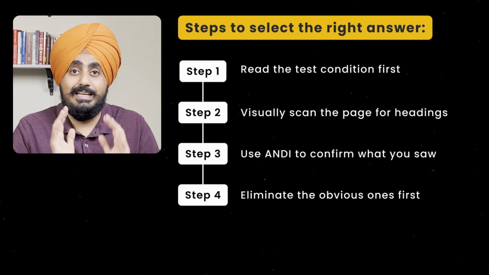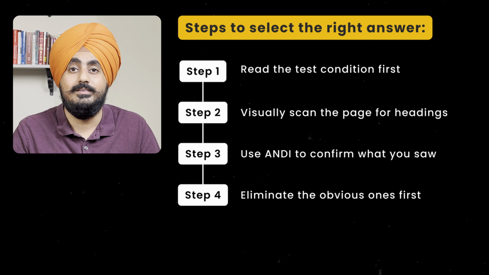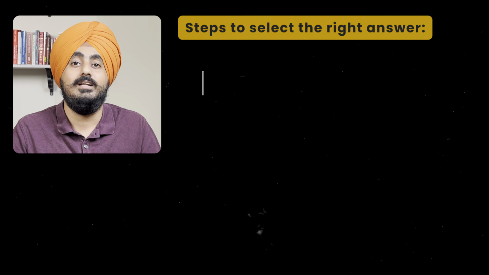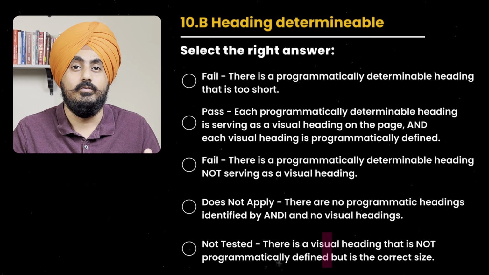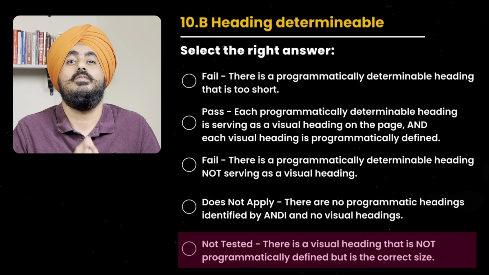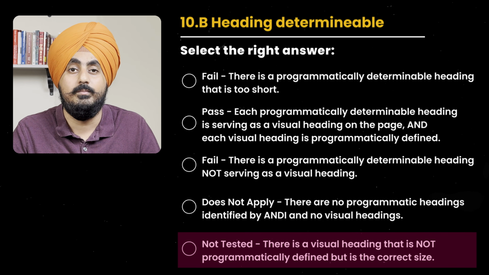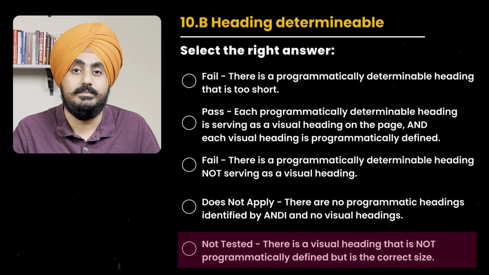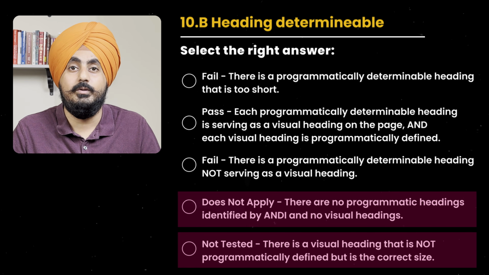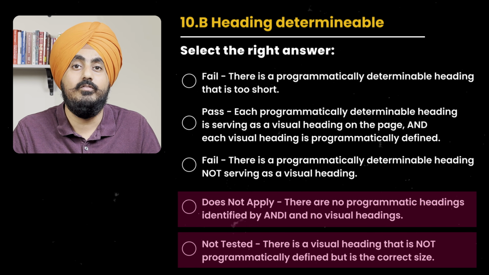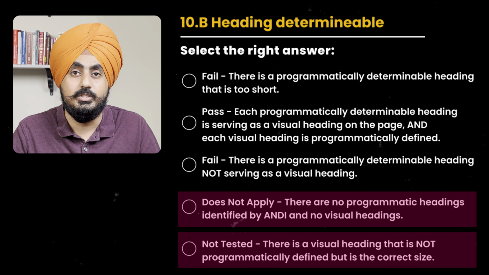Step 4. Now go back to your answer choices and eliminate. If one answer says not tested, remove it. 10b is not one of those conditions where the document tells you to mark it not tested because of tool limitation. If one answer says DNA because there are no headings, remove it if you already saw headings visually or in Andy. Now you are down to the dangerous answers.